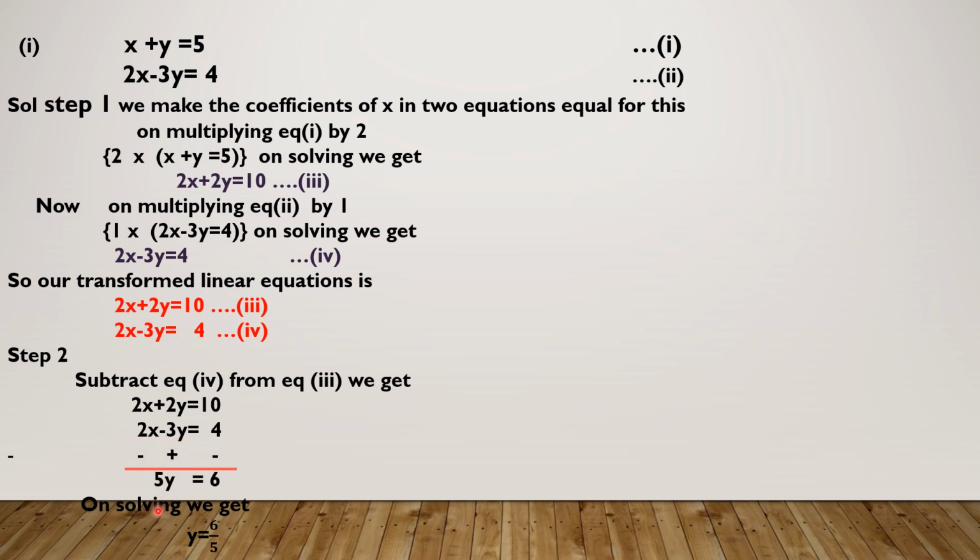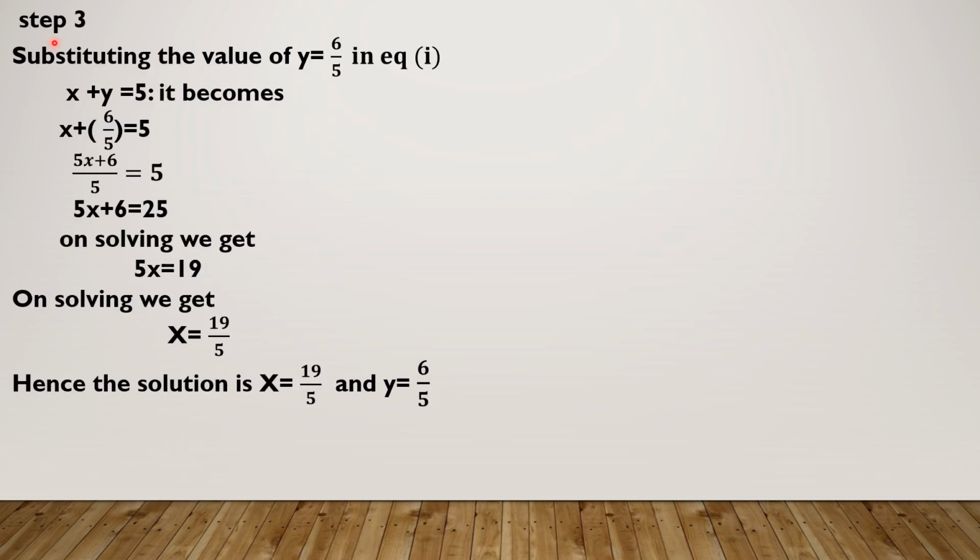On solving we get the equation 5y equals 6, and finally we get the value of y equals 6 upon 5. After getting the value of y equals 6 upon 5, we apply step number 3. In step number 3 we have to substitute the value which we have found in any equation. So we substitute the value of y equals 6 upon 5 in equation number 1.